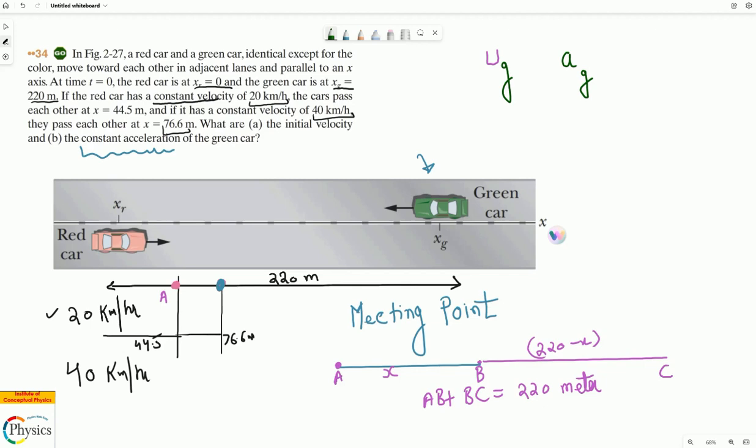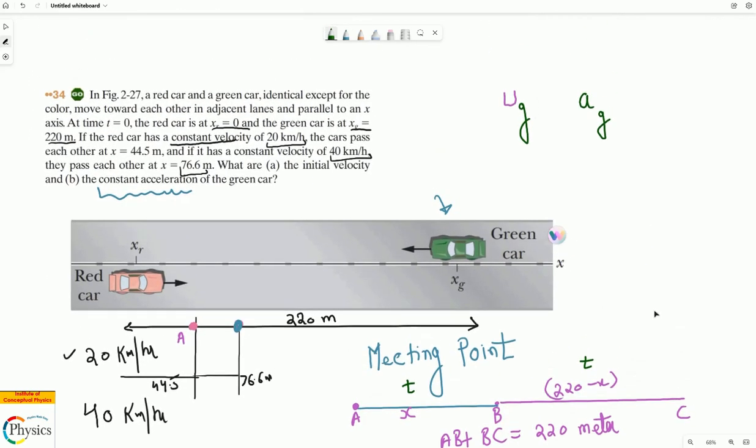At the meeting point, both the cars have traveled for the same time but different distances. So let the time which elapses at the meeting point be t. So it is t for both the vehicles. Okay, now let me write down the equations.